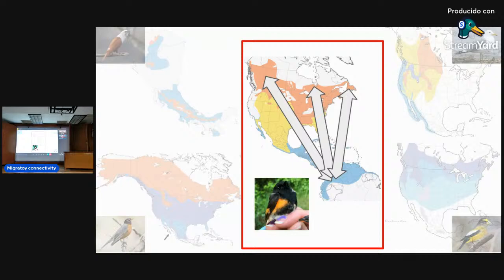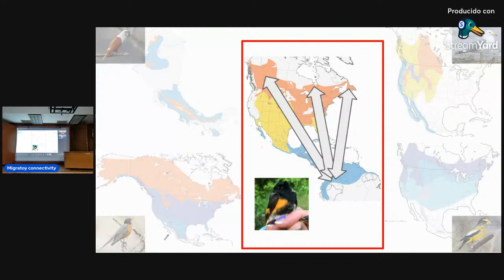So let's say that we're thinking about redstarts again, and we see that they have weak connectivity, where birds from 3 different breeding regions are all migrating down to the Andes. In this example, any sort of large-scale threat like habitat loss or pollution or climate change is going to impact birds from all of these distinct breeding regions.